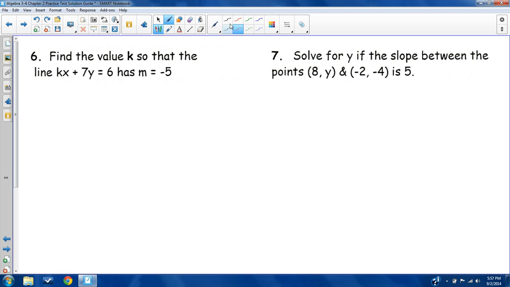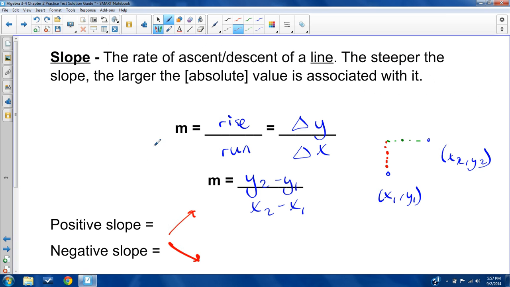Okay, here are 2 problems that involve slope. Take a look at these. Find the value k, so the line kx plus 7y equals 6 has m equals negative 5. Now, m is your slope. We saw that on the previous screen. M refers to slope. I should have put that up here, m.